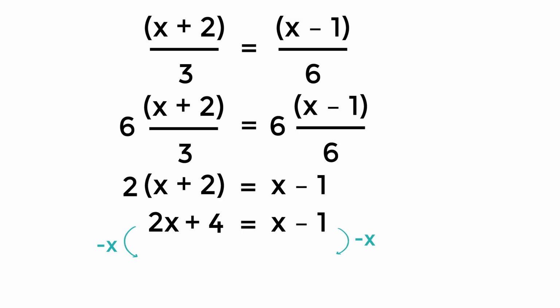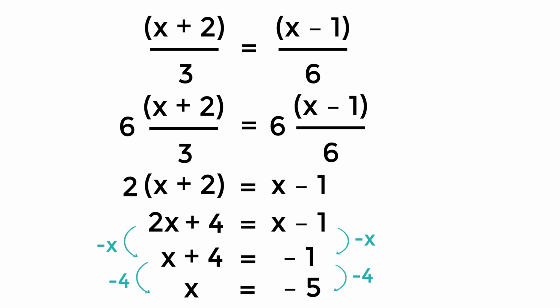On the left, 2x minus x becomes x. On the right, x minus x cancels out, leaving negative 1. So we get x plus 4 equals negative 1. Next, subtract 4 from both sides to isolate x. On the left, the 4 cancels out. On the right, negative 1 minus 4 gives negative 5. So x equals negative 5.